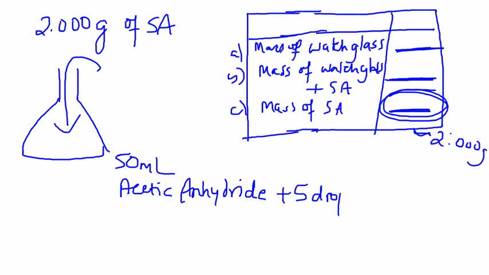And then we are going to add 5 drops of concentrated sulfuric acid. It's a good idea to add this dropwise. It's also a good idea to swirl this very gently, and do that in the hood.